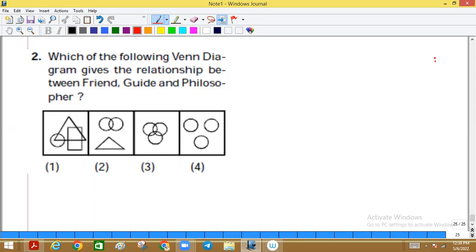Yes, what is the answer? Friend, guide, philosopher. Your friend is a guide and a philosopher, huh? No. A. 1, 2, 3, 4. I'm not getting the meaning of the first option and the third option. I'm unable to get the difference between the first option and the third option.